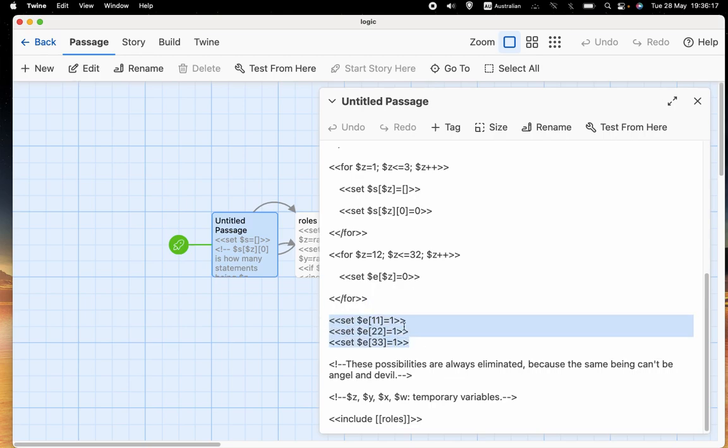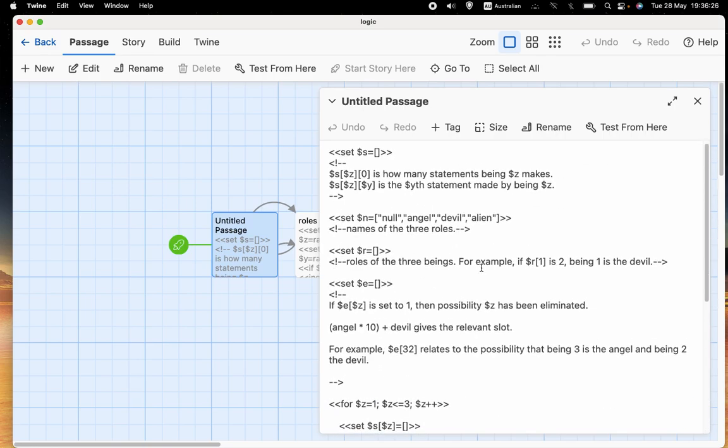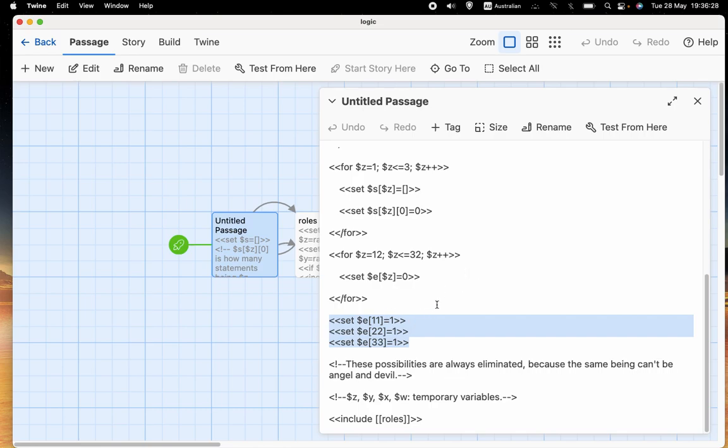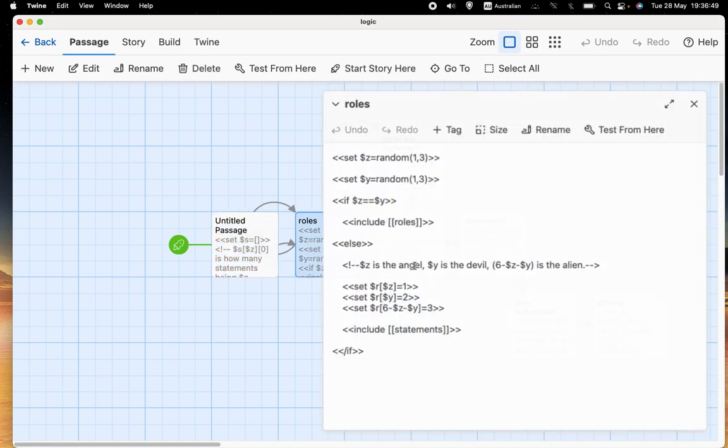And then we set E[11], E[22], and E[33] to 1 because these possibilities are always eliminated. We know by the nature of the question that the angel and the devil must be separate beings. So it can't be that being 1 is the angel and being 1 the devil. It can't be that being 2 is the angel and being 2 the devil, and so on. And then there's just the normal note which says that Z, Y, X, and W are going to be temporary variables. And having done all that, we go to roles.